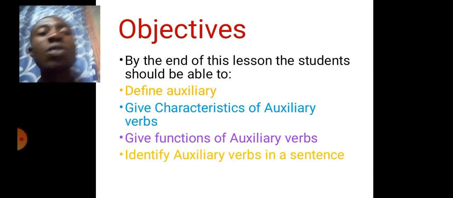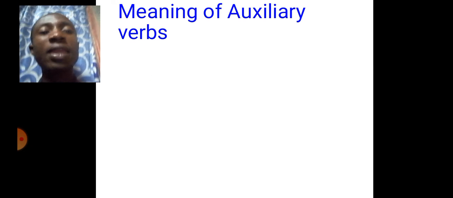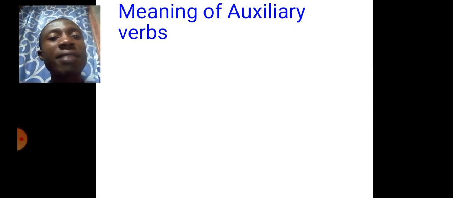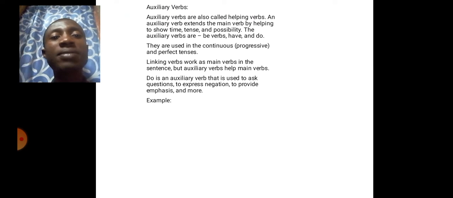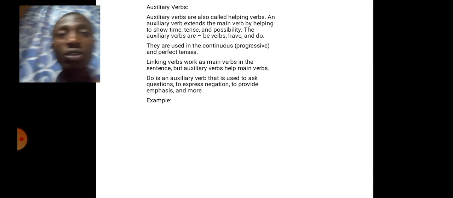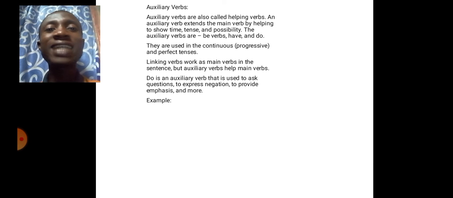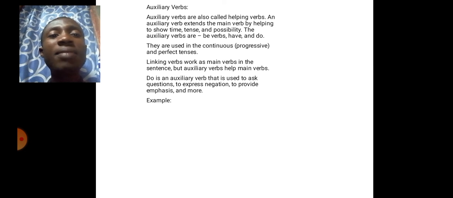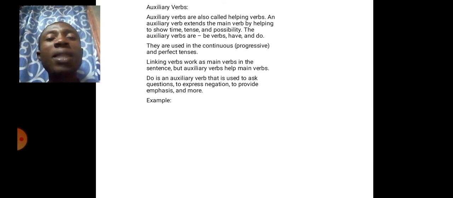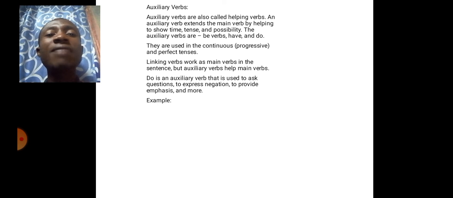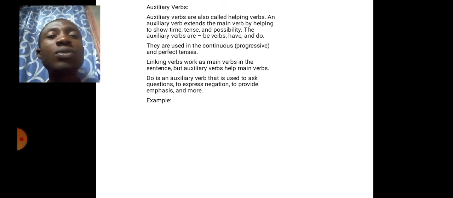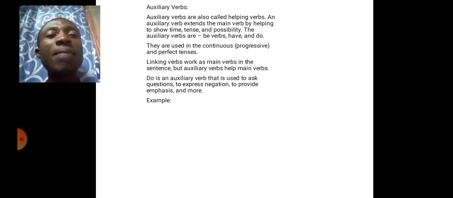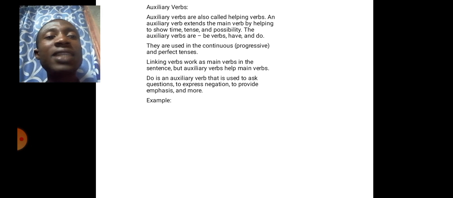Having known that, let us know the meaning of auxiliary verbs. What is an auxiliary verb? An auxiliary verb is also known as a helping verb or assisting verb. It is a type of verb that assists the main verb to complement its meaning. They help the main verb to actualize its meaning. Also, they help the main verb to show tenses and possibilities.